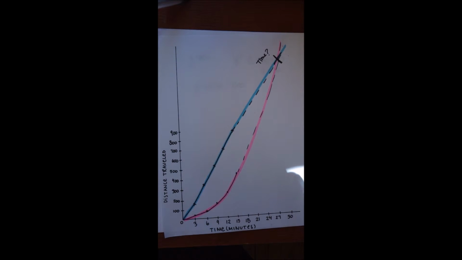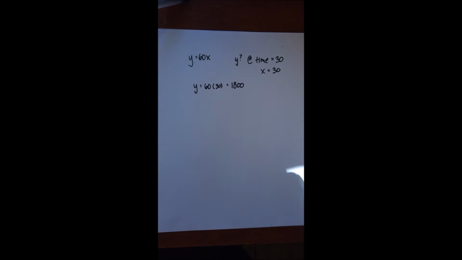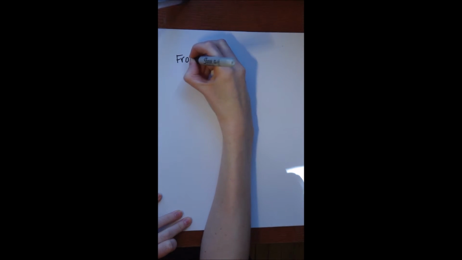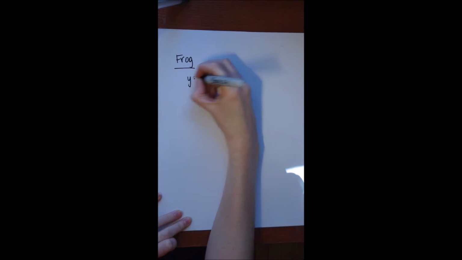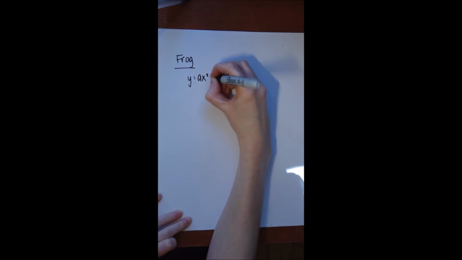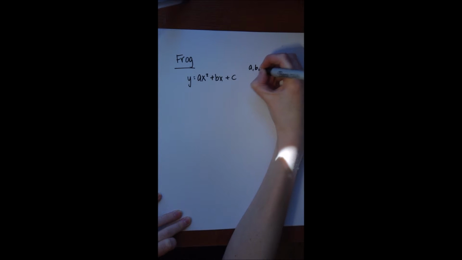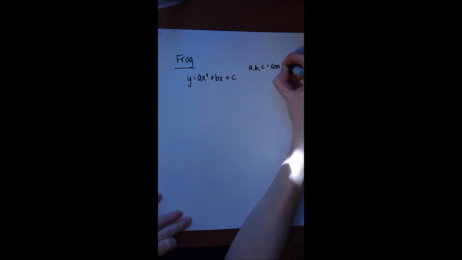We also need to do a similar thing for the frog. So if we look at our frog, we know from our graph that it's a parabola. The general equation for a parabola is going to be y is equal to ax squared plus bx plus c, where a, b, and c are all constants.